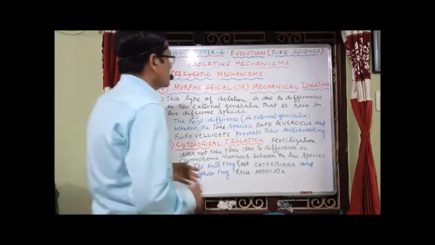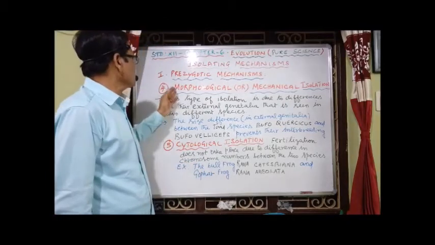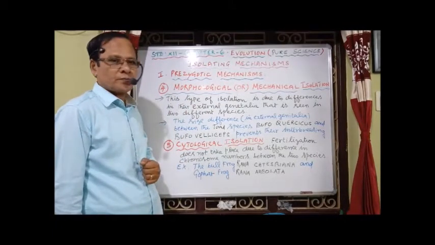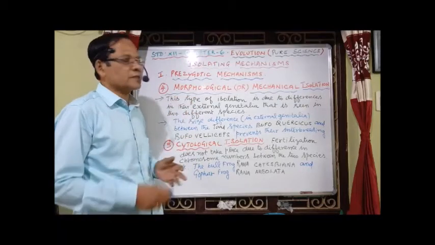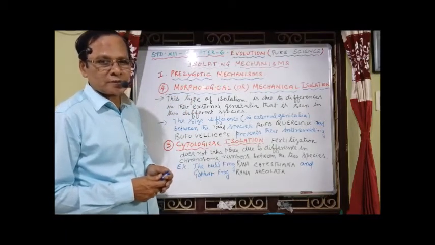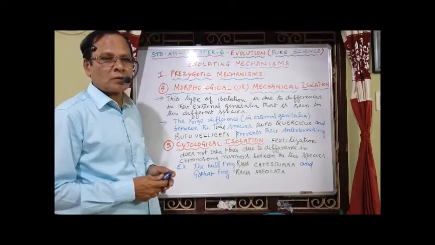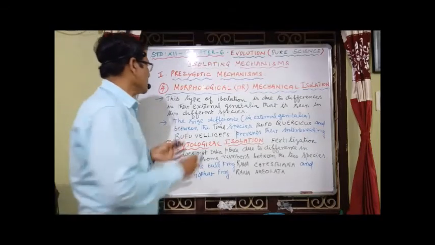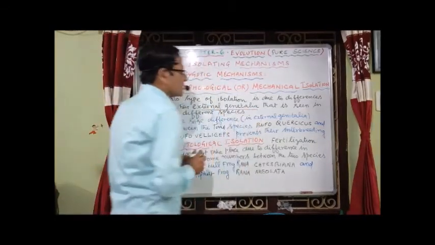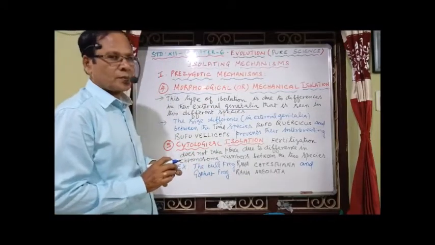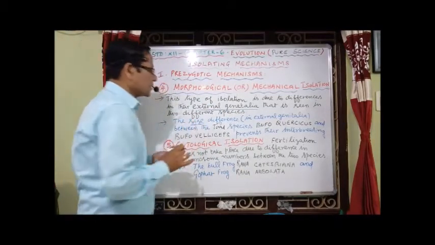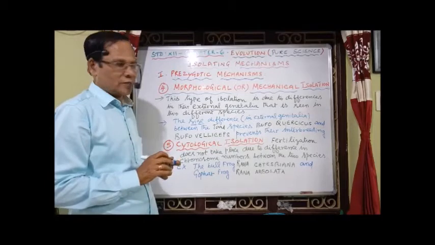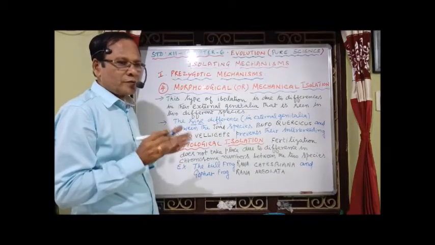Now the fourth type of prezygotic mechanism, morphological or mechanical isolation. This isolation is due to differences in the external genitalia. One species' external genitalia is not compatible or matchable with the external genitalia of another species. So we have differences in the external genitalia seen in two different species. Now, the size difference in the external genitalia, for example, the penis, and also the depth of the vagina in different animal groups, prevents interbreeding.